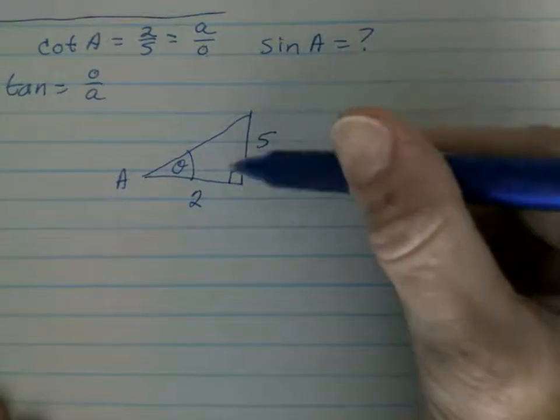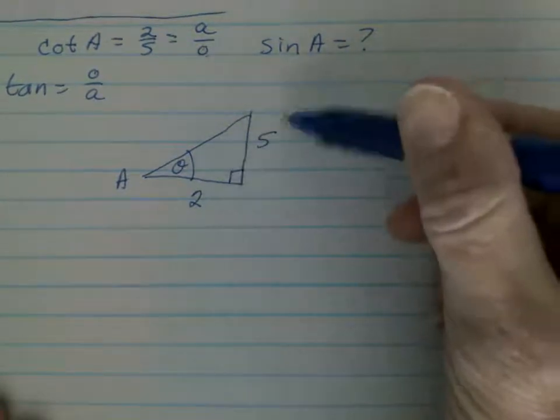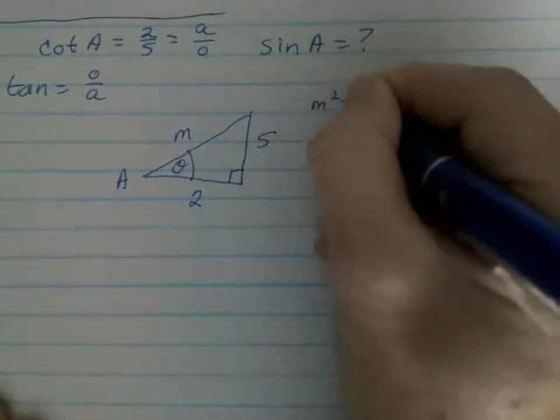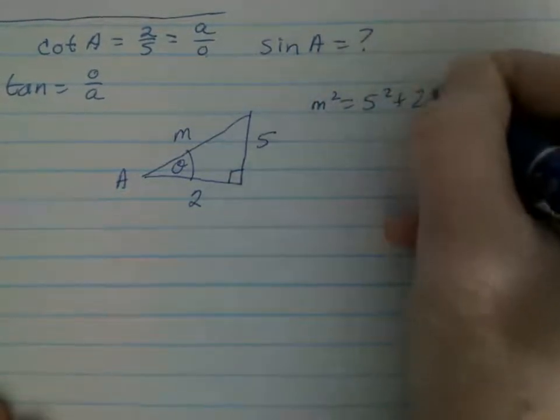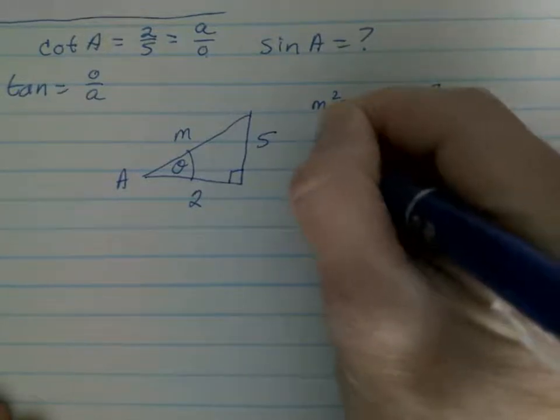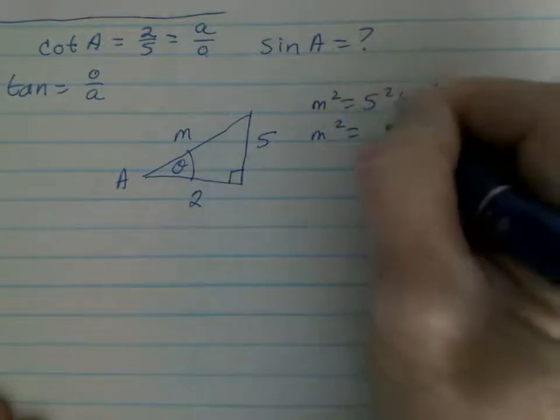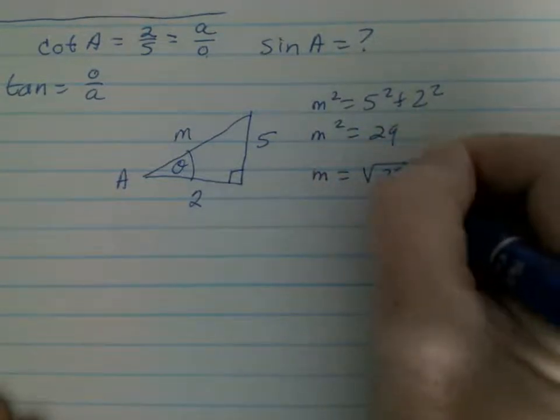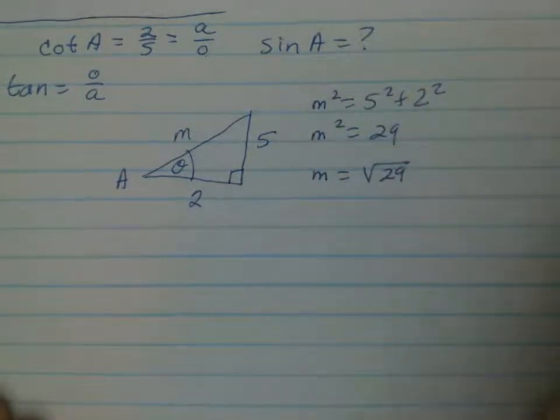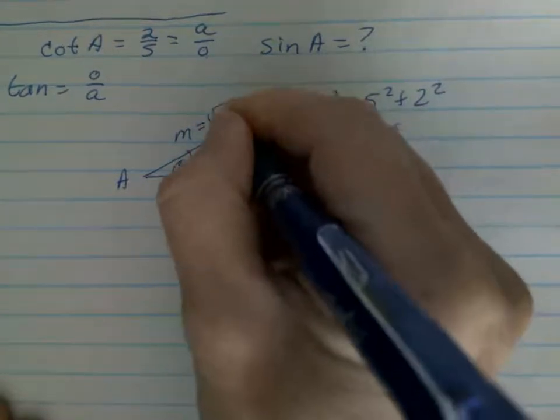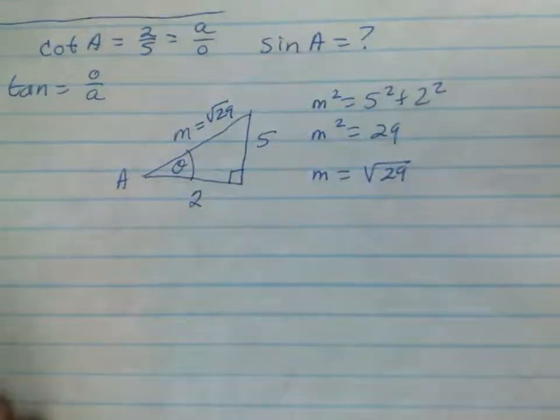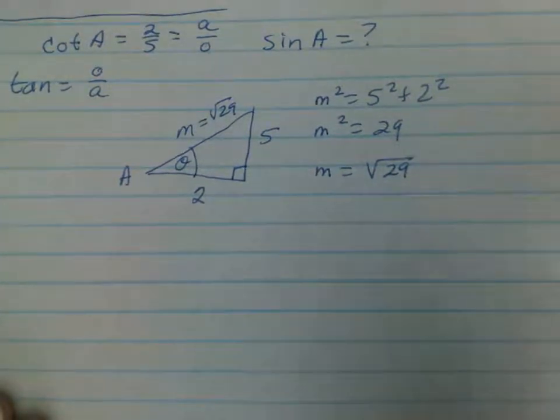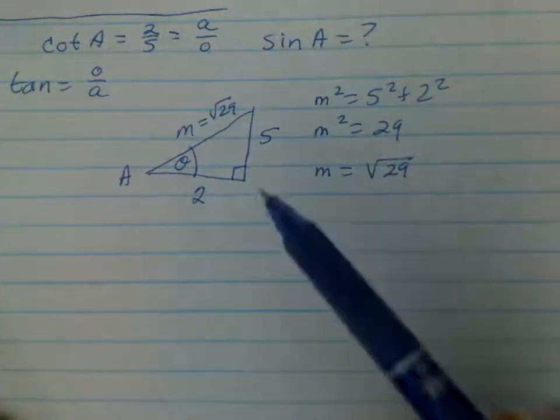So that's the first step. Second step was to draw the triangles. Third step is to find this hypotenuse. So m squared equals 5 squared plus 2 squared. m squared equals 29. So m will be the square root of 29. We can't simplify it, so we're just going to leave it there. It looks kind of ugly, but get used to ugliness in trig, at least as far as numbers go. Trig is actually beautiful itself, but that's fine.